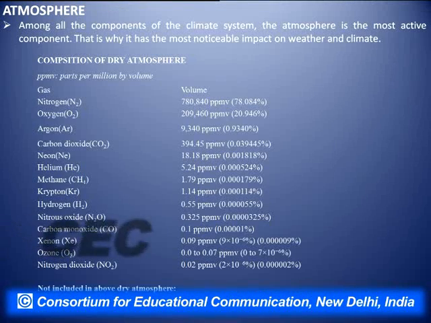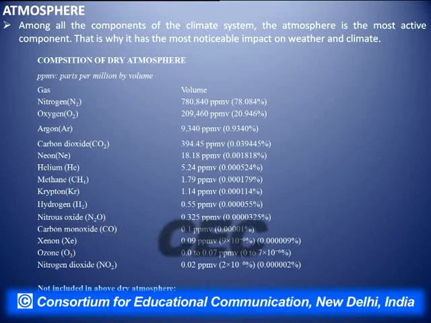Now I would like to discuss with you the different atmospheric components. Among all the components of the climate system, the atmosphere is the most active component. That is why it has the most noticeable impact on the weather and the climate. Now you can see here, it is generally represented through parts per million by volume, and you can see the different types of gases, but nitrogen makes up almost 78% and oxygen almost 21% of the whole atmospheric composition. So these two are the vital gases of our atmosphere, nitrogen and oxygen.